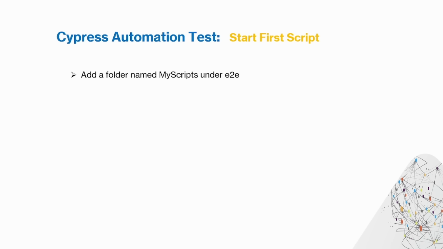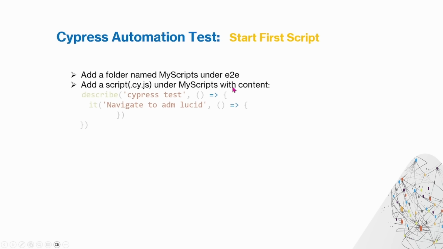What we'll be doing in this video is we'll first be adding a folder called My Scripts under the E2E folder. Then we're going to add our own script to test our own things. Generally, these scripts follow this sort of format. Their content contains some describe and then some it statements for different tests.